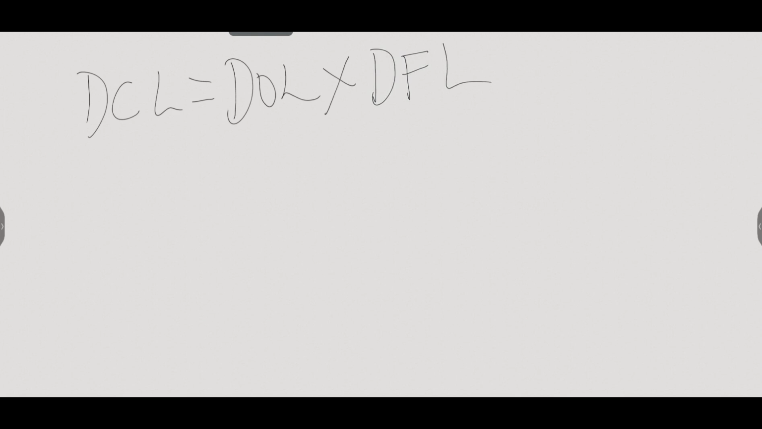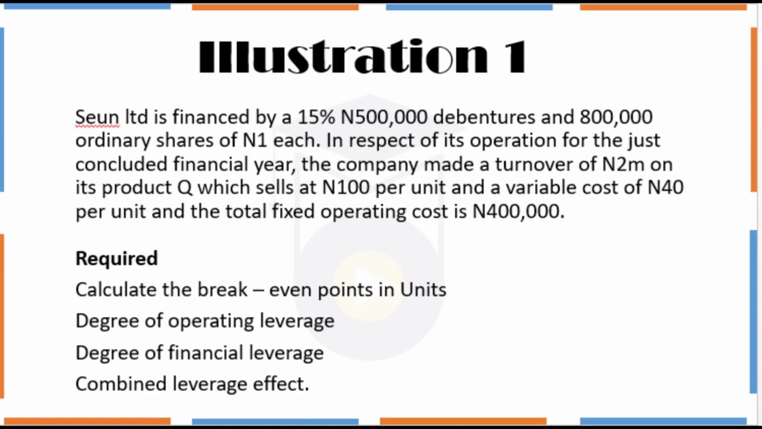So we are going to be solving a question on it. This is simplifying the process. If you are given a question, once you get your degree of financial leverage and your degree of operating leverage, you can just multiply them to get your degree of combined leverage. So now we are doing a question that encompasses everything that we'll be talking about from the beginning of this video. So Shell Limited is financed by 15% 500,000 debentures and 800,000 shares of 1 naira each.